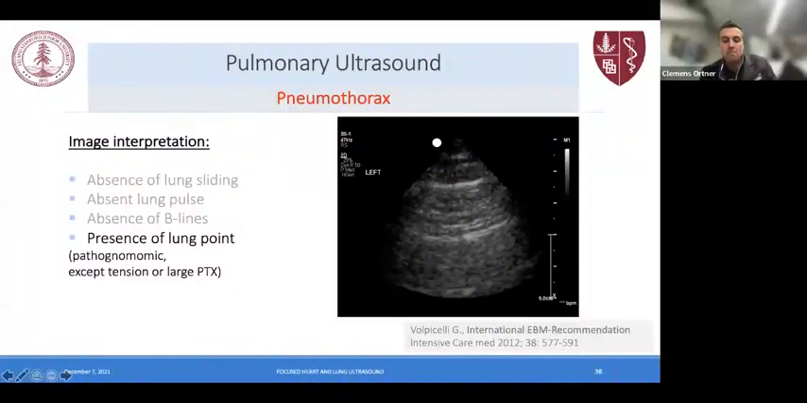Yeah? So when you have the suspicion that there is a pneumothorax, make sure that there are no B lines. If there are B lines, then there's no pneumothorax at this point, and try to find the lung point. When you find the lung point, then it's really the area more or less where the healthy lung is coming in and out. The only exception where you won't find a lung point is when you have a very big tension or a large pneumothorax.